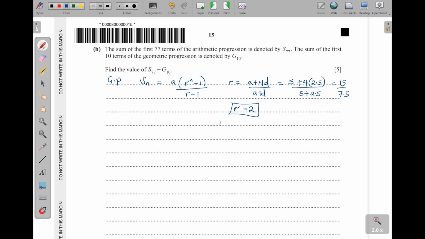Then the first term of the GP, which is the A here, is not the other A, it's not this 5. The 5 is for the AP. Now for the GP, remember this is the second term over the first term, so the first term is a plus d. So it is 5 plus the 2.5, which is 7.5. Then G10 is going to be equal to 7.5 into 2 power 10 minus 1 out of 2 minus 1. So this one can simplify to 7.5 into 2 power 10 minus 1. I can first leave it there, exact.